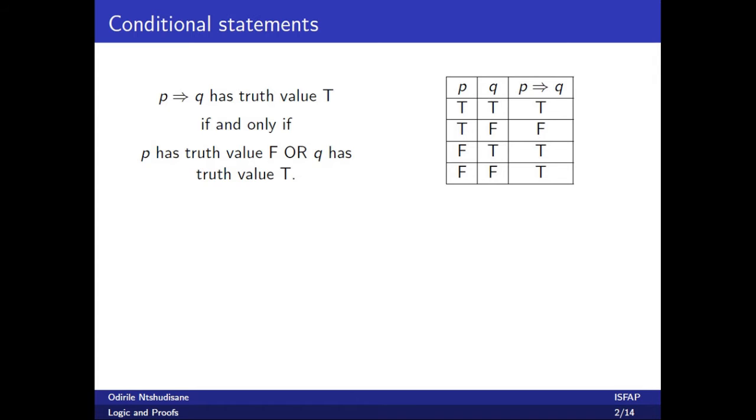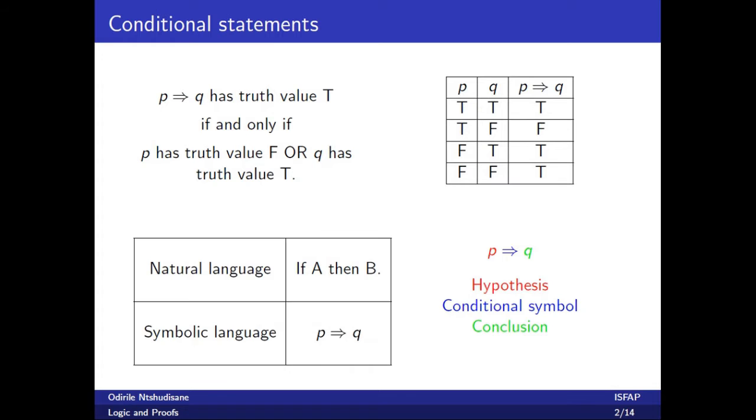P implies Q has the truth value true if and only if P has truth value false or Q has truth value true. P is known as the hypothesis of the conditional statement, while Q is known as the conclusion of the statement.